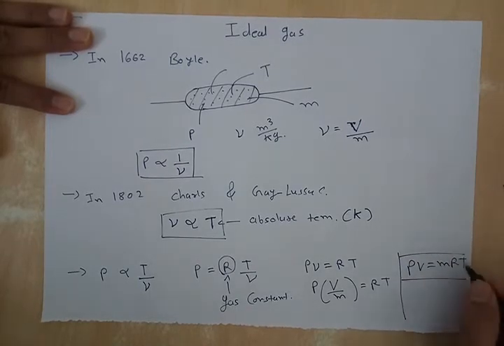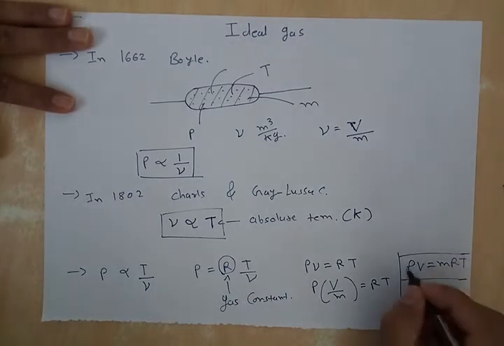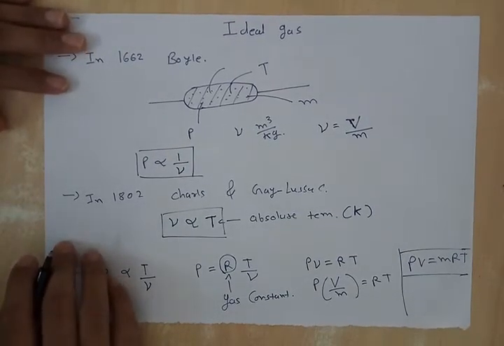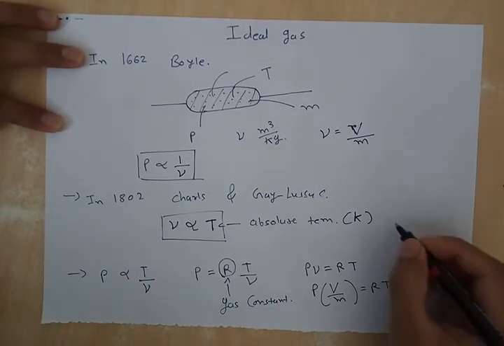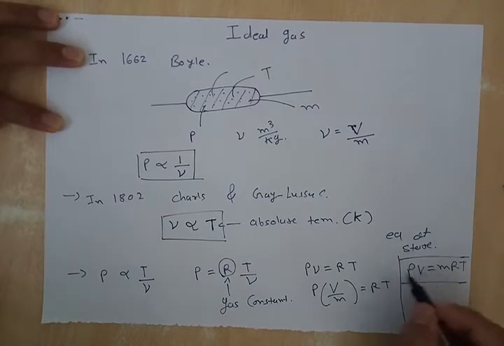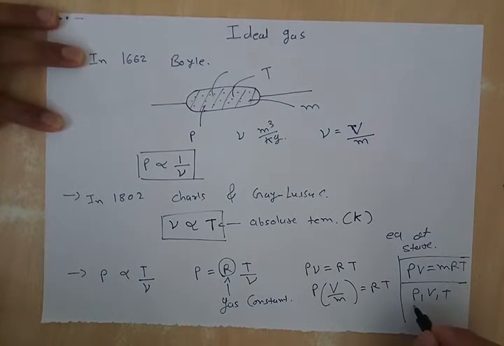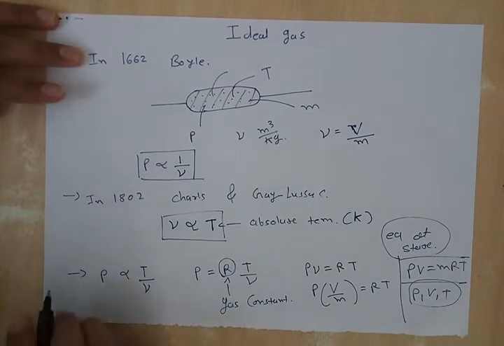Now this equation is called ideal gas equation. And gas which follows this equation is called an ideal gas. This equation is also called equation of state, because from this equation we can know pressure, volume and temperature of the gas, and from these three variables we can define state of the gas.